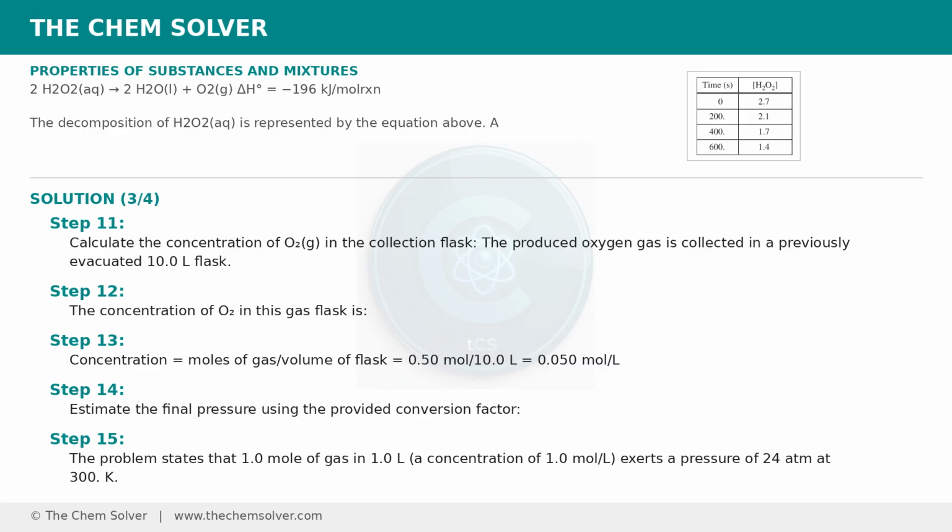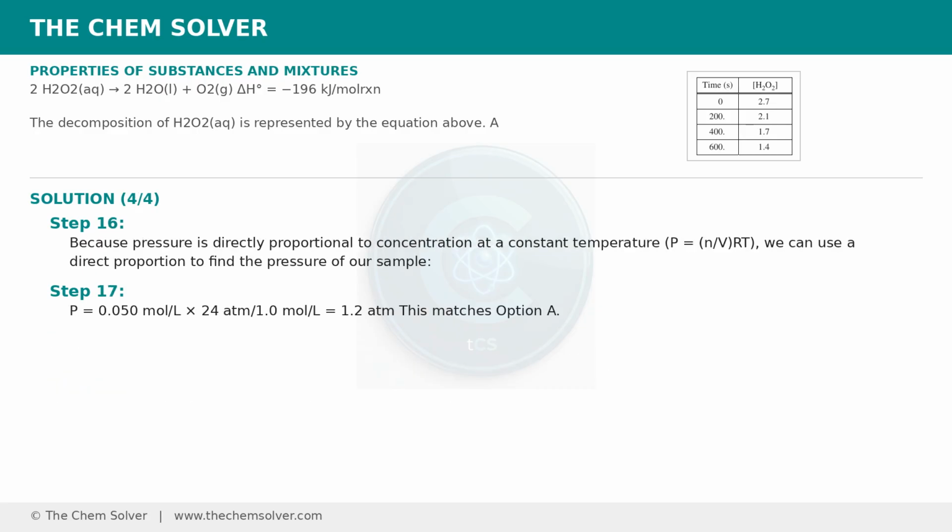Estimate the final pressure using the provided conversion factor. The problem states that 1.0 mole of gas in 1.0 liters, a concentration of 1.0 moles per liter, exerts a pressure of 24 atmospheres at 300 K. Because pressure is directly proportional to concentration at a constant temperature, P equals n over V times RT, we can use a direct proportion to find the pressure of our sample. P equals 0.050 moles per liter times 24 atmospheres over 1.0 moles per liter equals 1.2 atmospheres.